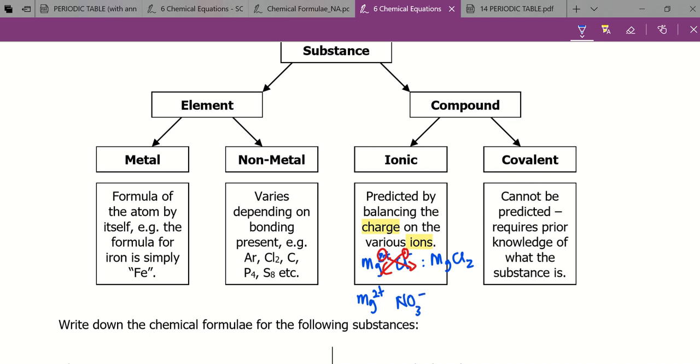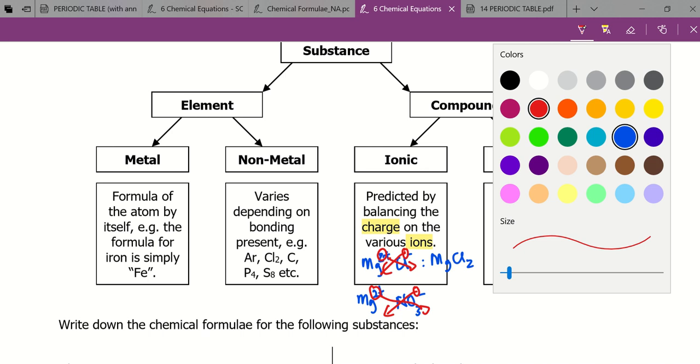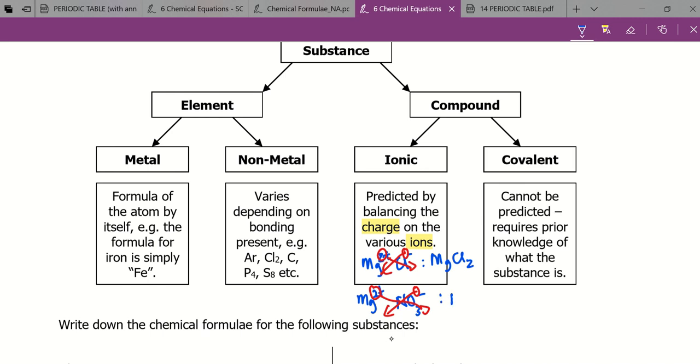So this is when I'm using polyatomic ions. And if you look at the charge and you cross them, I will end up having two sets of nitrate ion. So this is when I need to use brackets, and this is how I get the formula Mg(NO3)2. Okay, so under ionic compounds, you need to look at the charge, cross them, know when to use polyatomic ions, and also know when to use brackets.